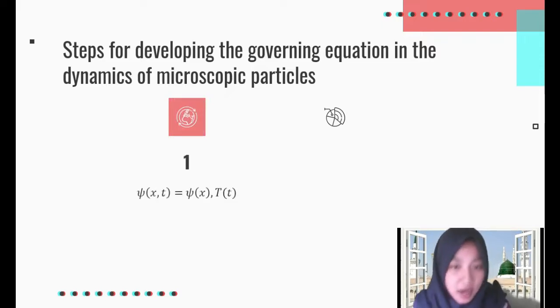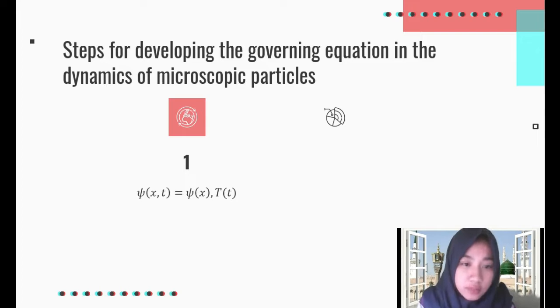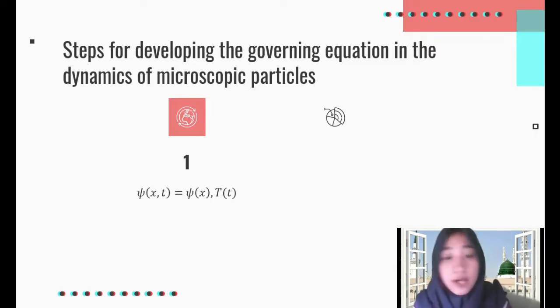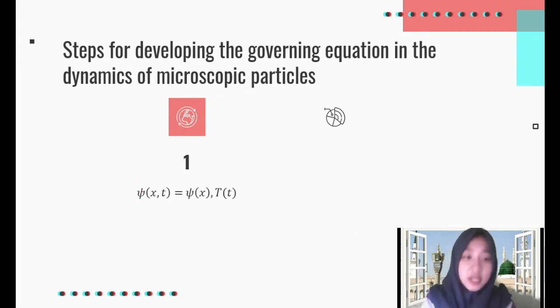The following sections are thus devoted to solving the Schrödinger equation for a variety of given physical systems with no potential or a simple form of potential applied. Therefore, developing the governing equation used to describe the dynamics of microscopic particles is as follows.